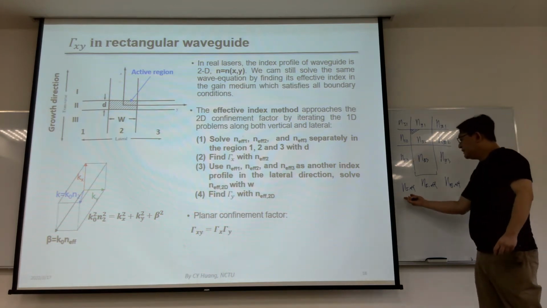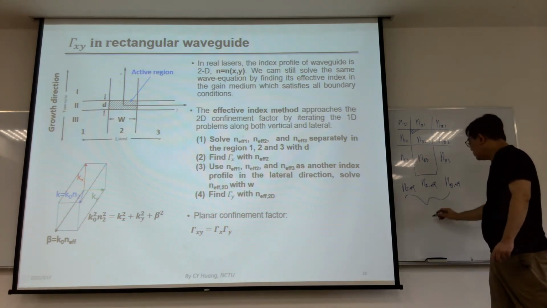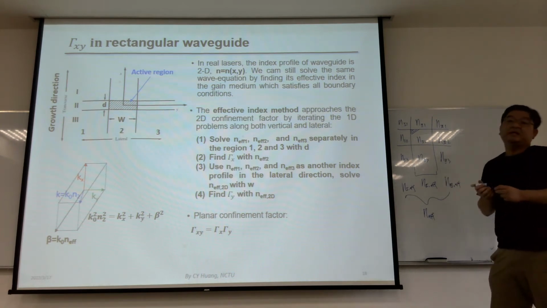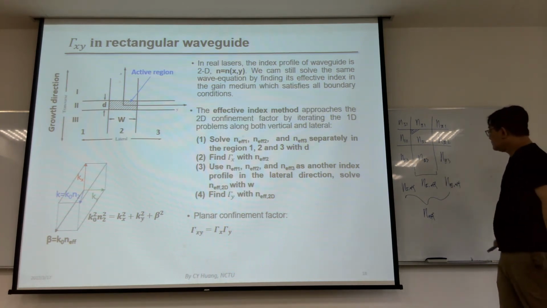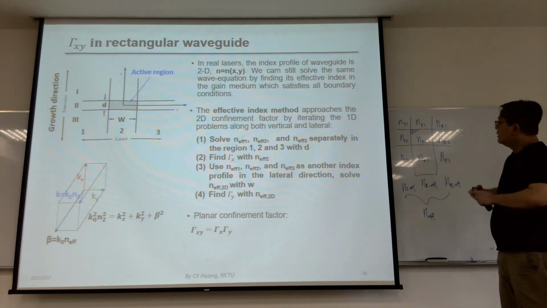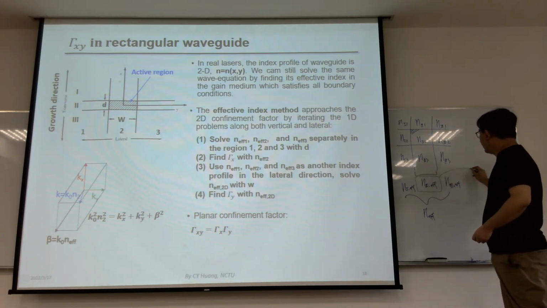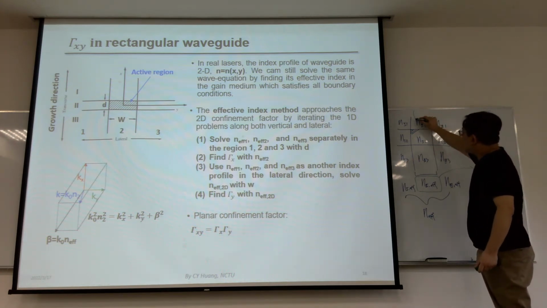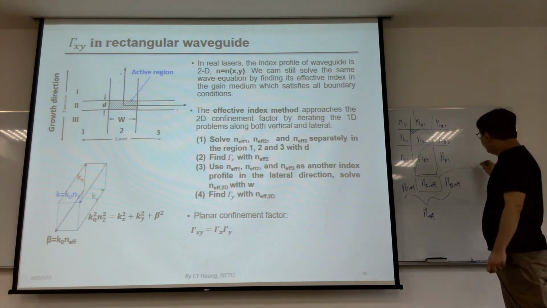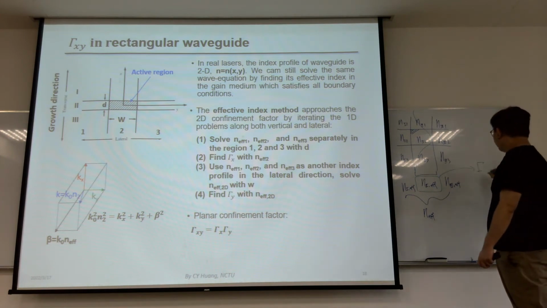Then consider this as another waveguide to obtain the really effective index. Alright. Then, along with this one, we can already get an optical mode like this, right? So with this one, we already got a confinement factor around the active region.